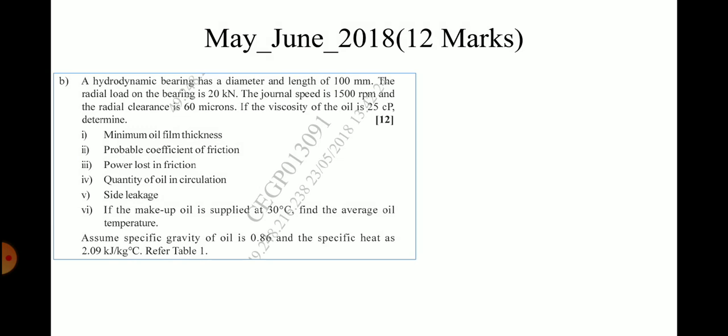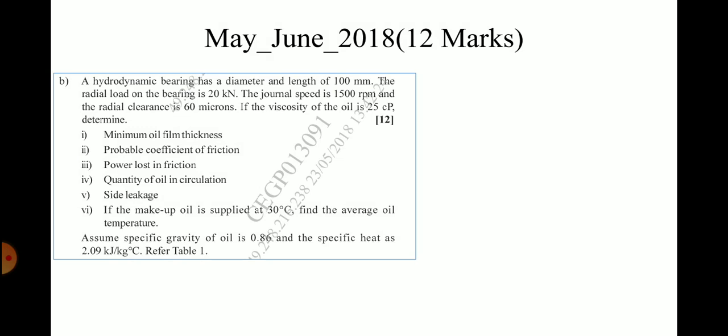Sixth is if the makeup oil is supplied at 30 degrees centigrade. So initial inlet temperature is given 30 degrees centigrade. From this find average oil temperature, T average we have to find. Assume specific gravity of oil as 0.86, rho is equal to 0.86, and specific heat as 2.09 kilojoule per kg degree centigrade. So they have given Cp 2.09 kilojoule per kg degree centigrade.